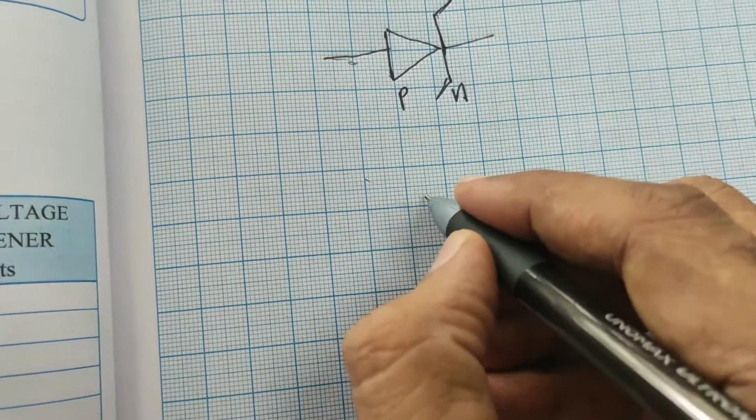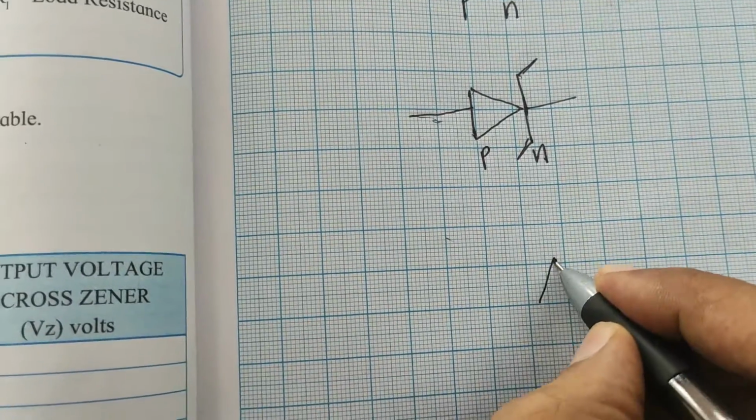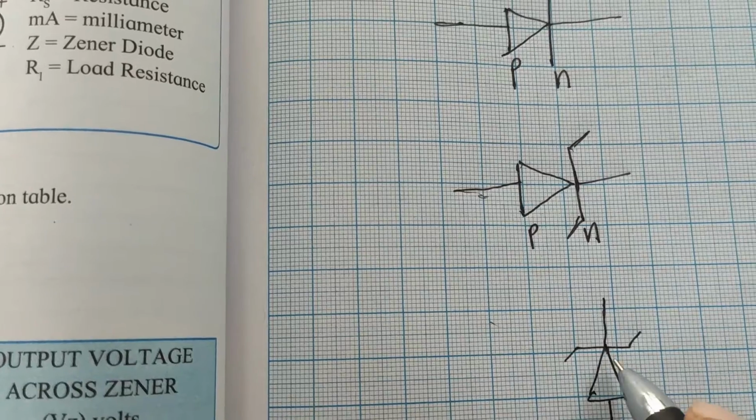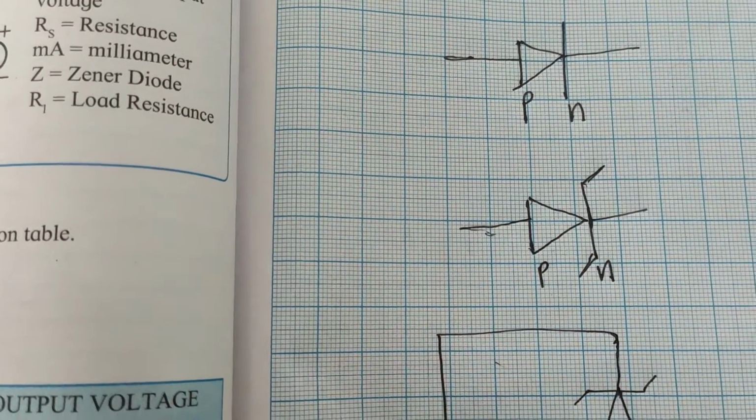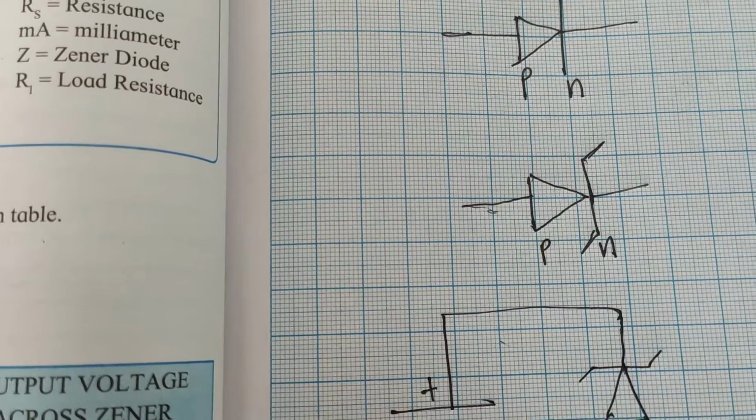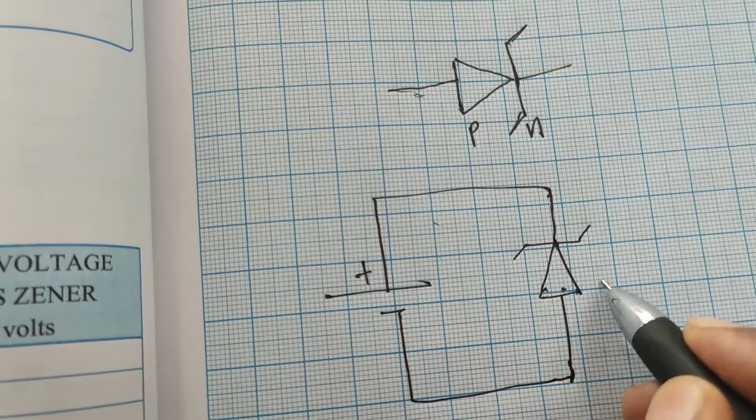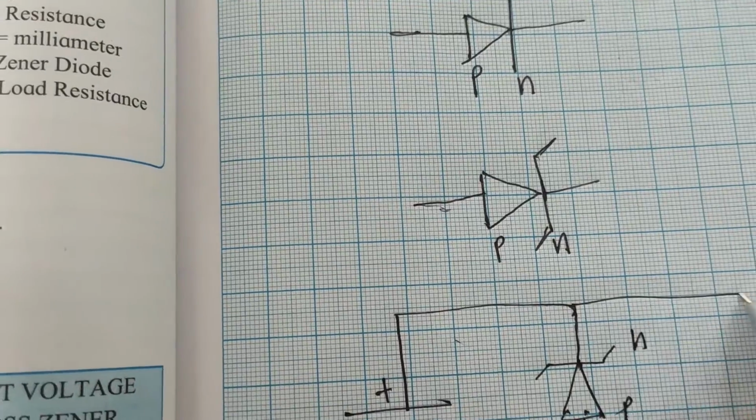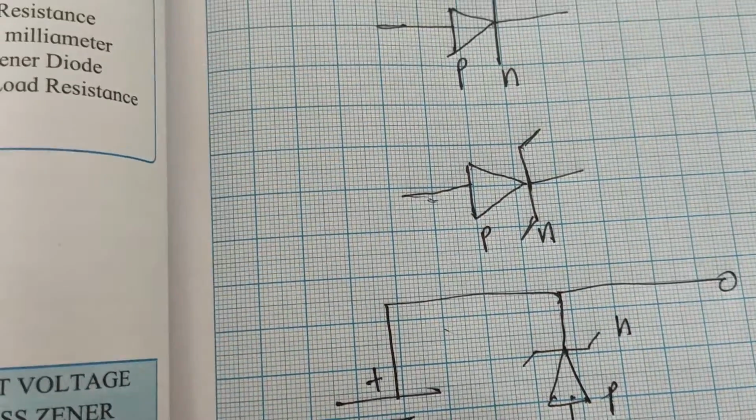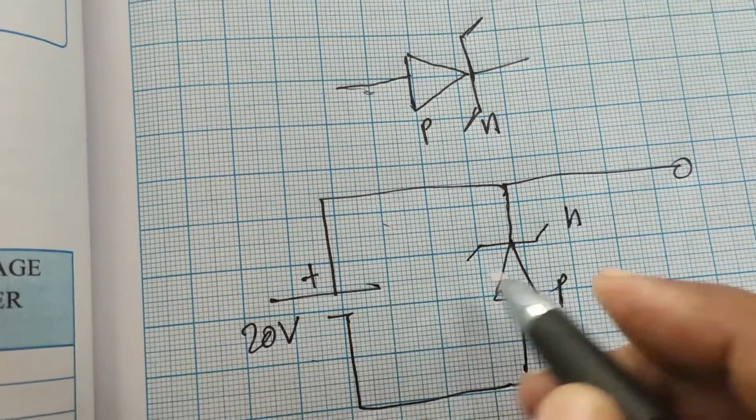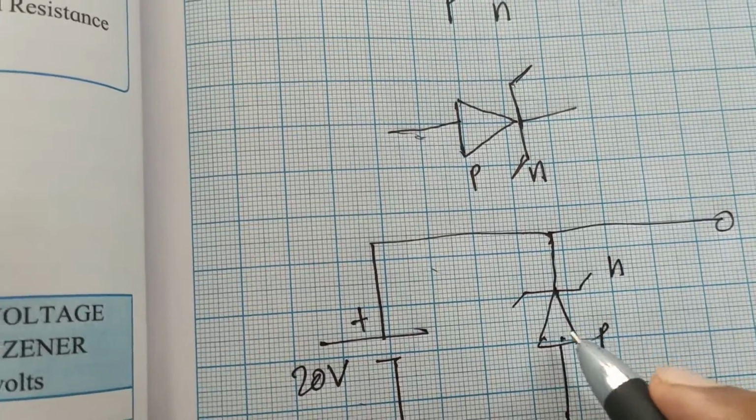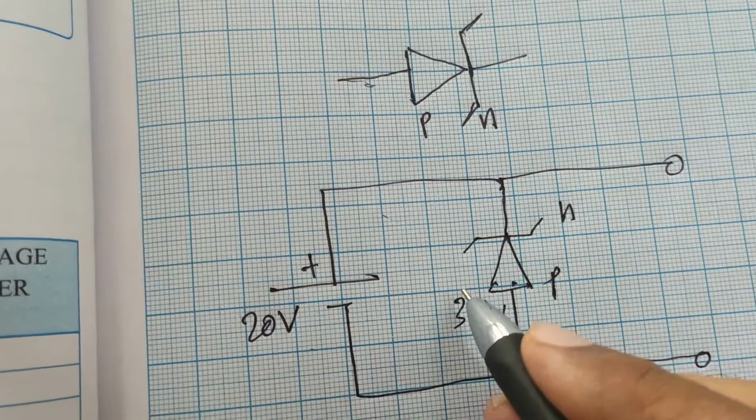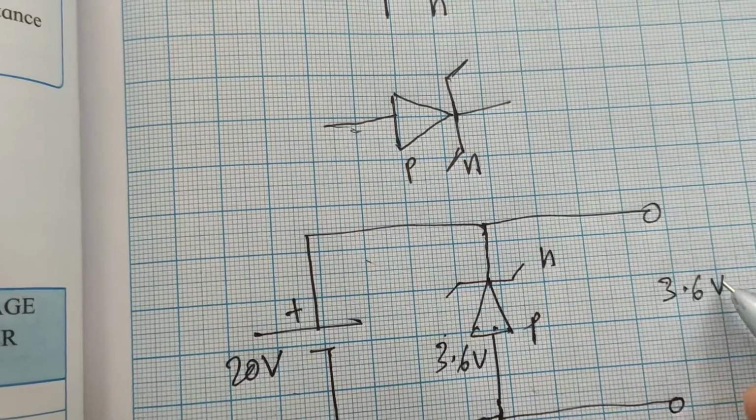Zener is a special diode. If I connect it in the reverse bias mode, that means its N region goes to positive of battery and its P region goes to negative of battery, then the voltage after Zener, for example, if this battery is of 20 volt and this Zener has a breakdown voltage of 3.6 volt, then because of Zener, the voltage here will remain 3.6 volt.